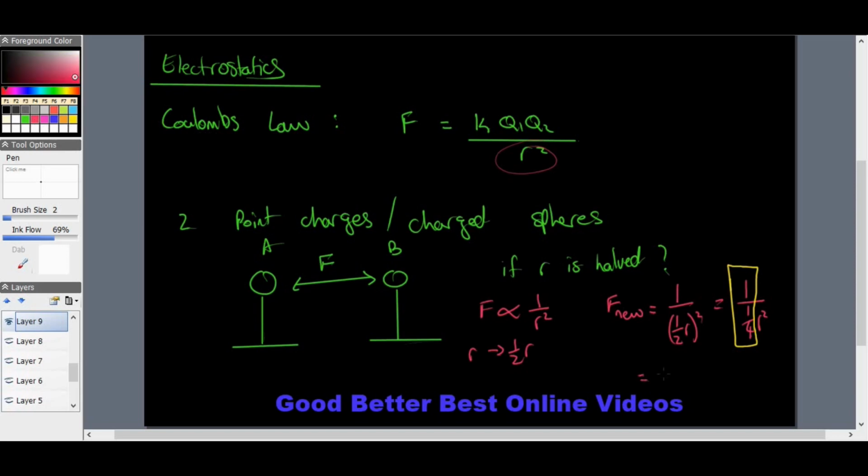So that would equal 4 over r squared. What does this mean now? That this is equal to 4F, which means the force is going to be 4 times greater if the distance between A and B is halved. Right? Does that make sense, grade 12s?